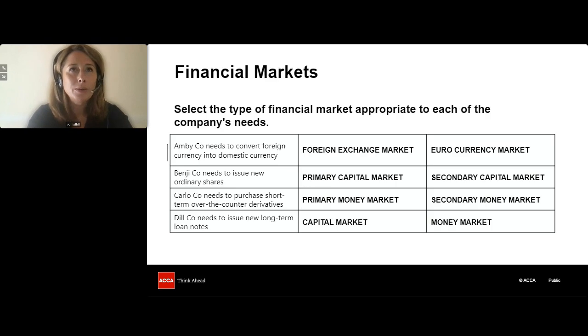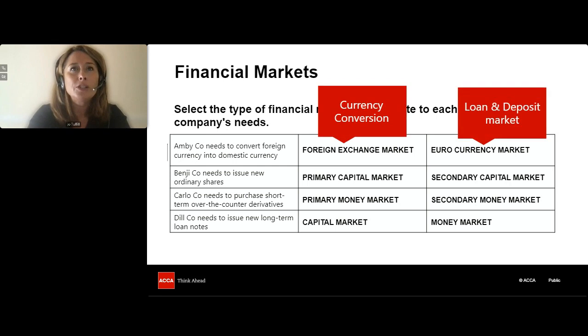The next question I want to go through is on financial markets. This is testing whether you really understand what different types of financial markets are and what they mean, and the terminology. So when we go through, I'm going to quickly go through this and then just pick one of them for us to go through in more detail.